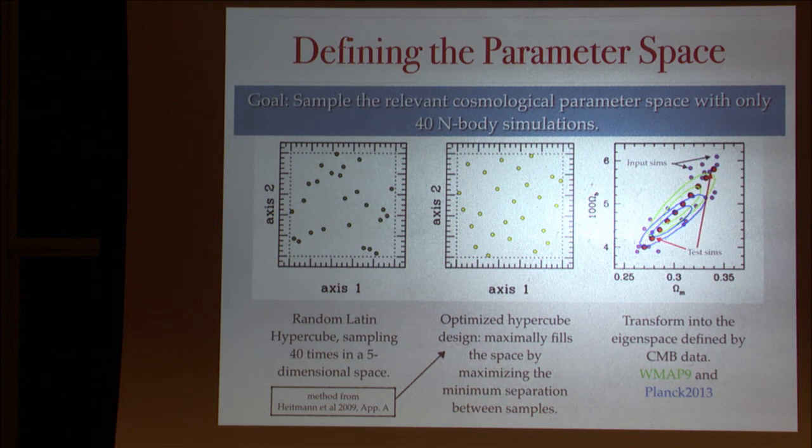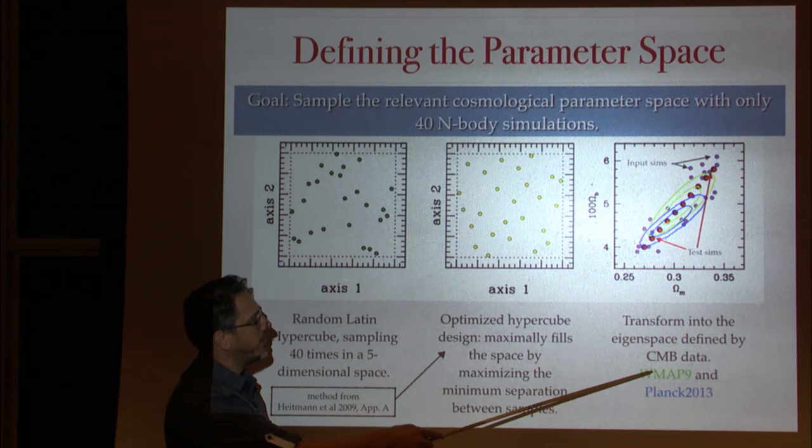But I don't want to cover lots of parts of parameter space that are already ruled out by, say, CMB data. So I just take this Cartesian n-dimensional space and transform it into the eigenspace defined by current CMB data.